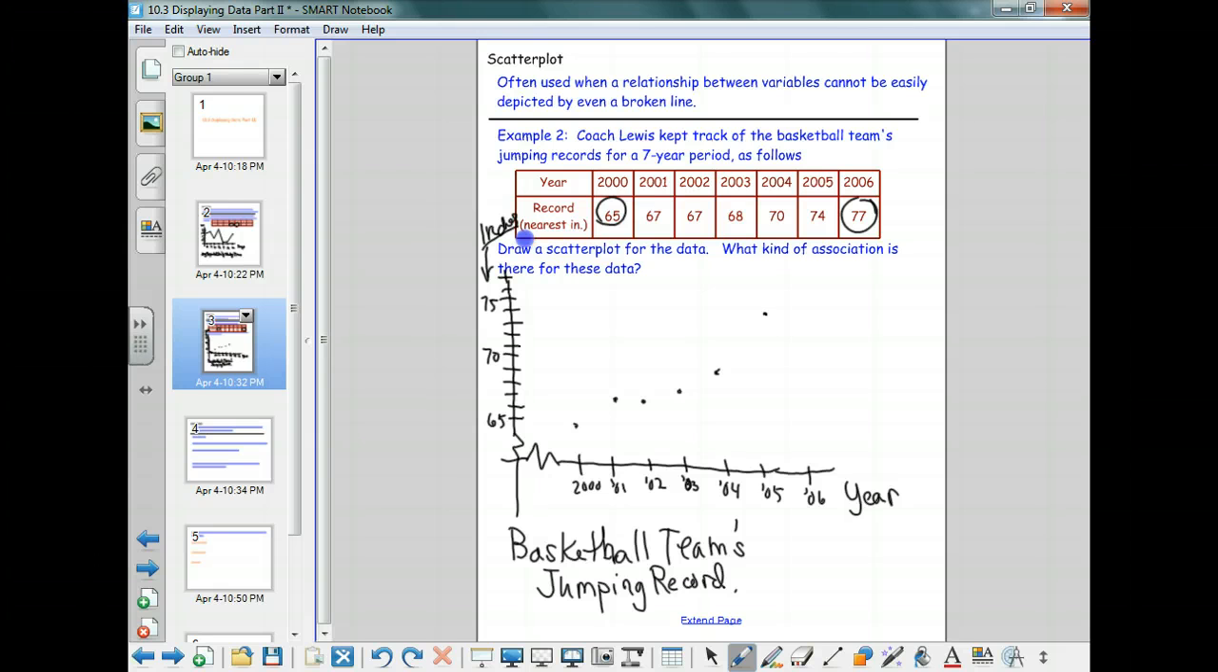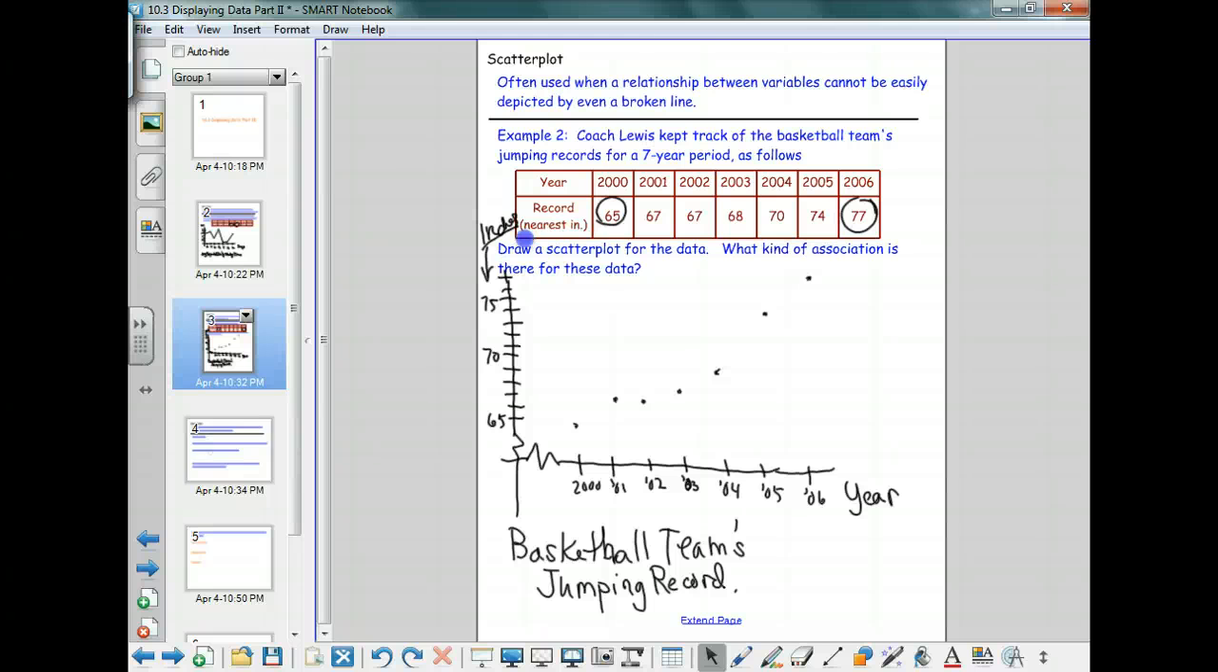When they brought in some really tall folks, or folks who could jump really well there last year. And then in 06, it's at 77. Crazy, right? Okay, so this is a scatter plot. Cool. All right, so this is a scatter plot.